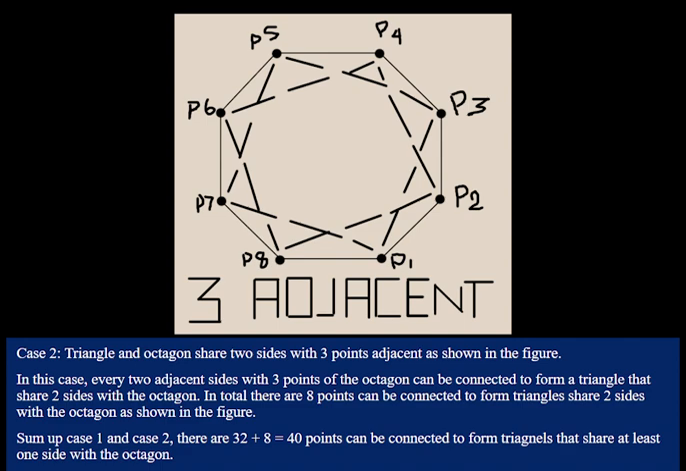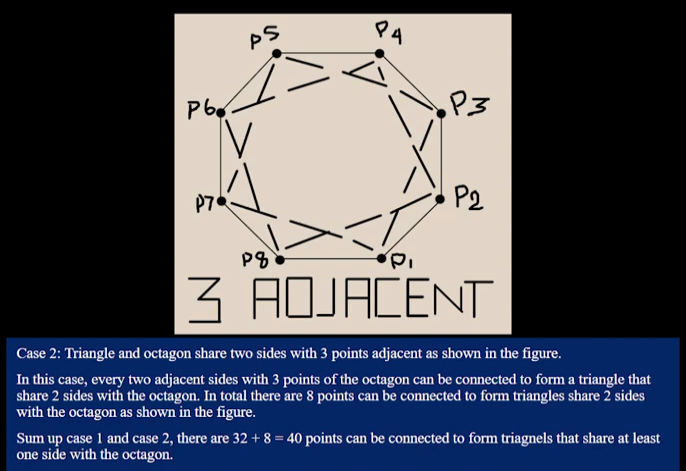For case 2, the triangle and the octagon share 2 sides with 3 points adjacent as shown in the 3-point adjacent figure. So in this case, every 2 adjacent sides with 3 points of the octagon can be connected to form a triangle that shares 2 sides with the octagon. There are 8 points that can be connected to form triangles that share 2 sides with the octagon, as you can see in the dotted lines of the figure.